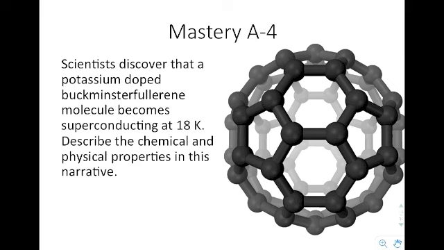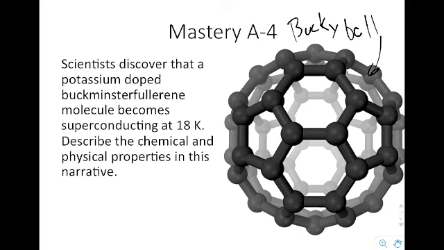An example: scientists discovered that a potassium-doped Buckminster fullerene, otherwise known as a buckyball, which is this kind of interesting structure right here, becomes superconducting at 18 Kelvin. Describe the chemical and physical properties in this narrative.